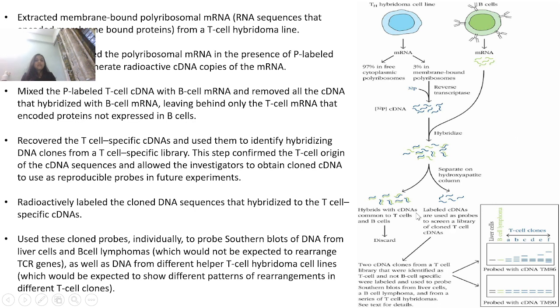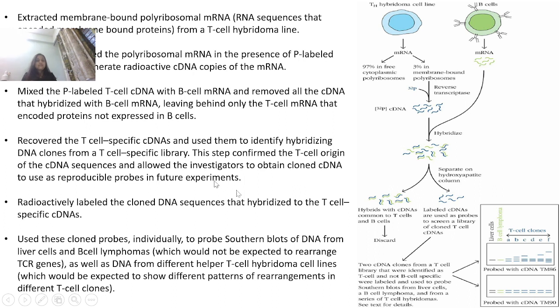And this step confirmed the T cell origin of the cDNA sequences and allowed the investigators to obtain cloned cDNA to use as reproducible probes. After that, they got two cDNA clones from a T cell library that were identified as T cell and not B cell specific, and they used them to probe Southern blots from liver cells, a B cell lymphoma, and from a series of T cell hybridomas.